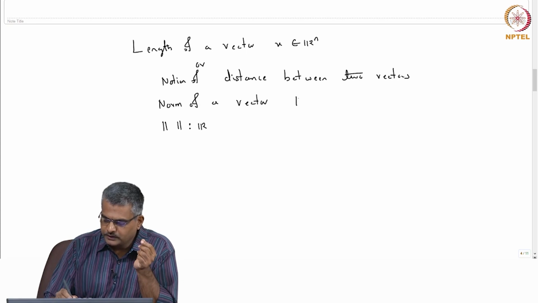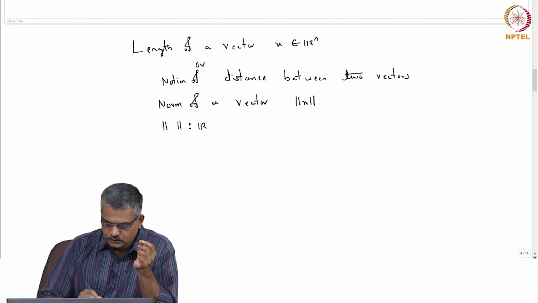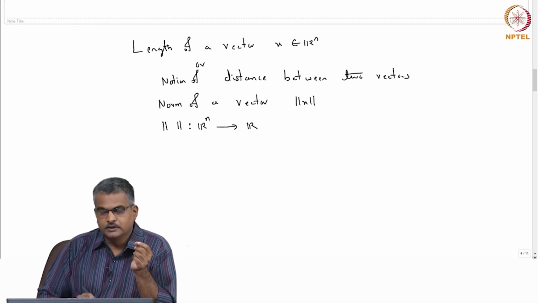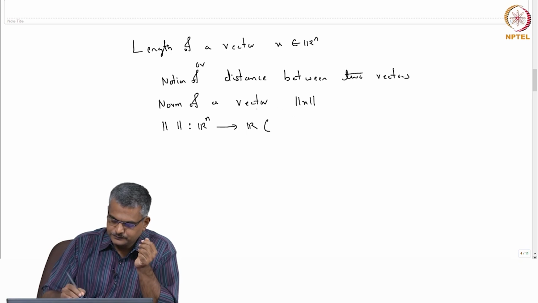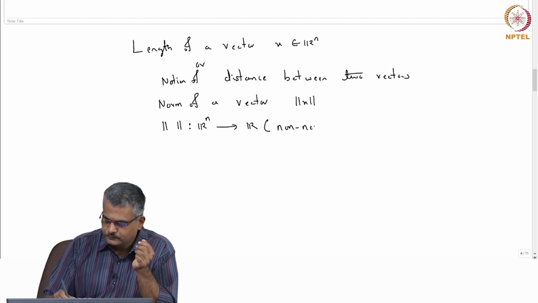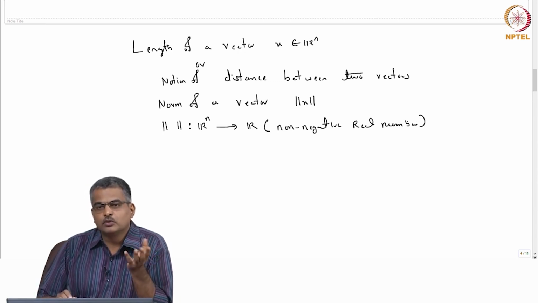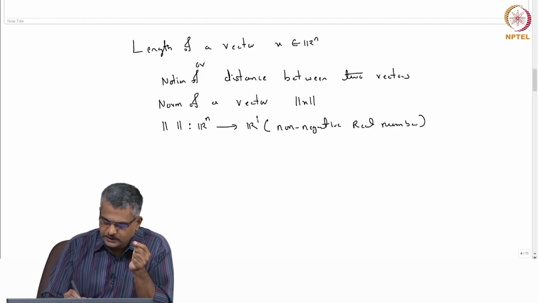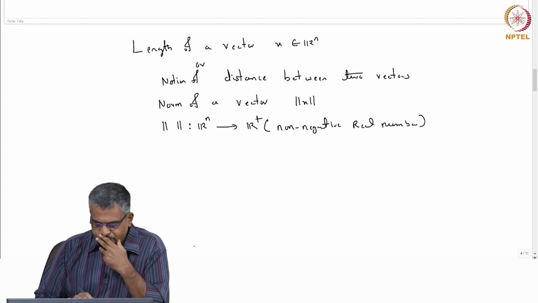We denote the norm of a vector by norm of x, and what does this norm do to the vector? It takes a vector in Rn and gives you a real number. In fact, it gives you a non-negative real number, because it does not make any sense to talk about distance being negative. So, we will denote by the symbol R plus the set of all non-negative real numbers.